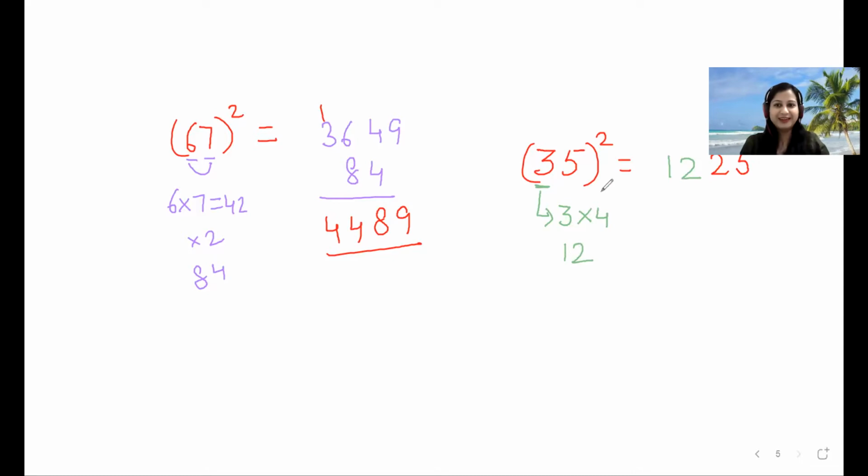Okay, great. Let's do one more question. I'm giving you a question based on the unit place 5. Let's solve 75 square. Quickly do it and write in the comment box. Okay, let's see. 5 square, 25, fixed. Now 7 we are going to multiply with the consecutive number, that is 8. 7 times 8 would be 56. 5625 would be the answer here.